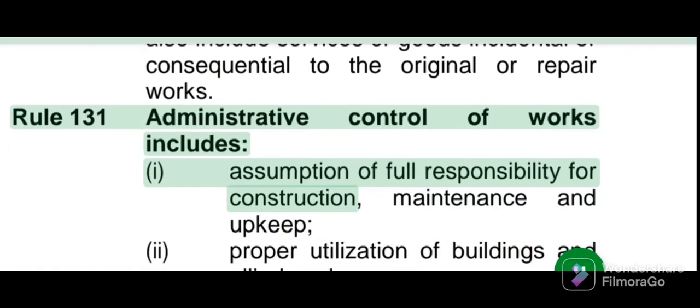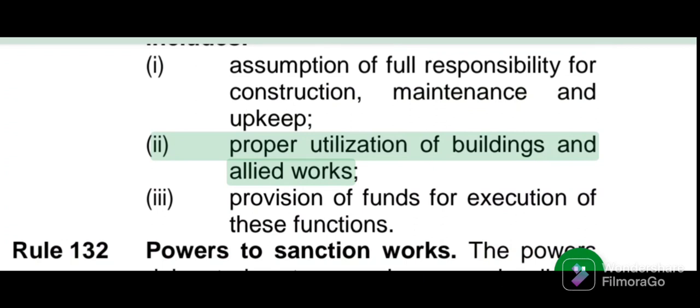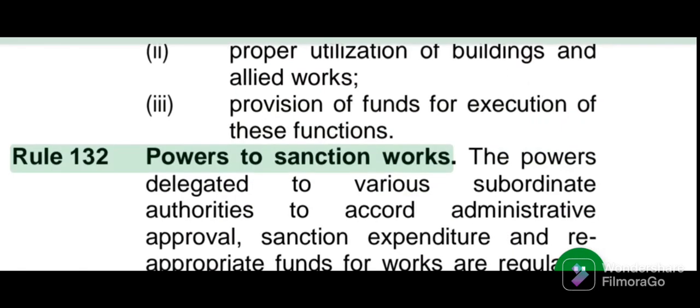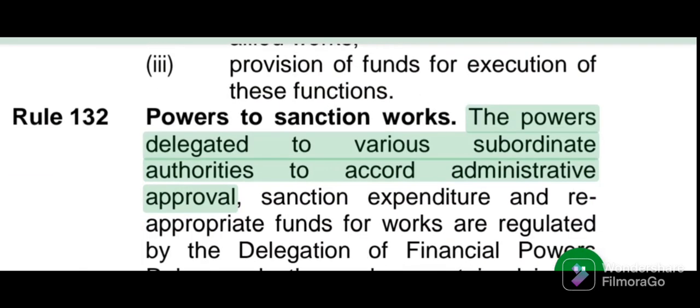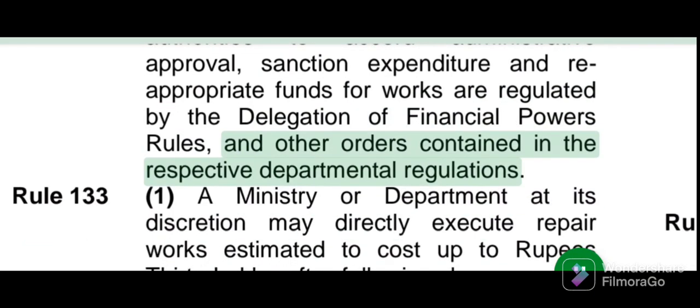Works will also include services or goods incidental or consequential to the original or repair works. Rule 131. Administrative control of works includes: (i) Assumption of full responsibility for construction, maintenance and upkeep. (ii) Proper utilization of buildings and allied works. (iii) Provision of funds for execution of these functions. Rule 132. Powers to sanction works. The powers delegated to various subordinate authorities to accord administrative approval, sanction expenditure and reappropriate funds for works are regulated by the Delegation of Financial Powers Rules and other orders contained in the respective departmental regulations.